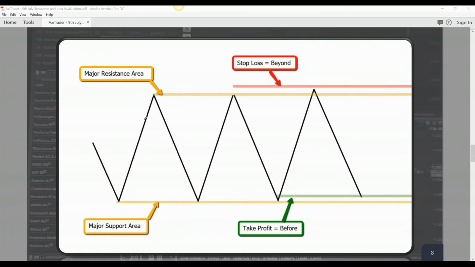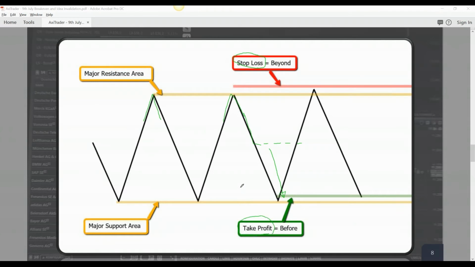So let's just say you see a big resistance and you are looking to sell. We're looking to sell over here. We expect price to go all the way down. And this is our take profit. This is our stop loss. And this is our take profit.